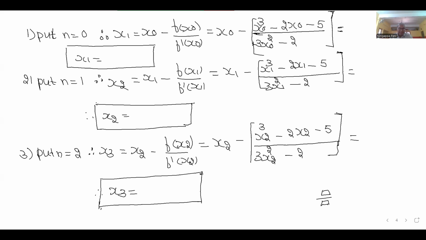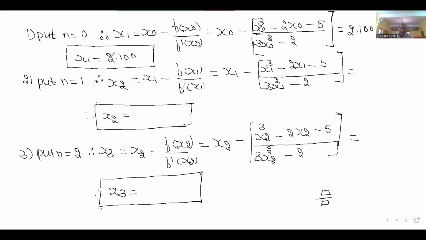If I want x1, you press calculate once, then 21 upon 10 is coming, and with the SD button, 2.1. Look here, my dear students, 2.100. This 2.100 is now in the answer button.